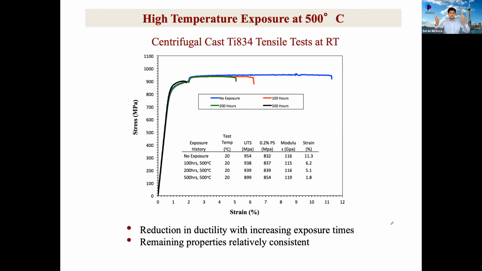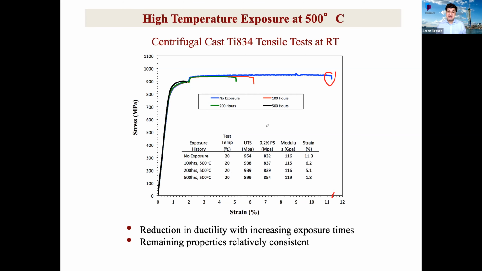So what we did, we made this alloy. We had to test them at very high temperature for a long time of exposure, same as these casings are actually used in jet engines. So it was very, very clear from the test that when we had no exposure at all, which is the blue one, this is centrifugal cast titanium 834, the ductility was about 11%, which is a little bit lower, as we will discuss later.